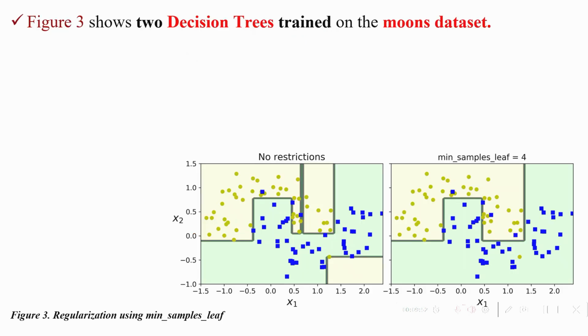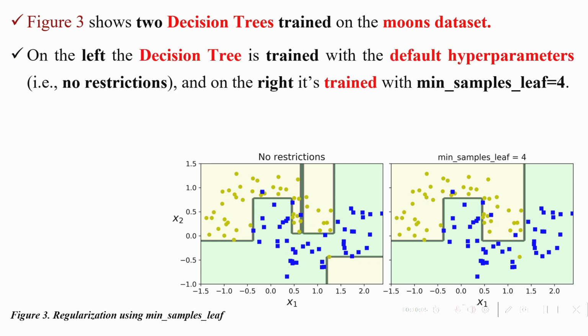Then the pruning continues until all the unnecessary nodes have been pruned. Here we see decision tree construction without restrictions and with some restrictions, trained on a data set called the moons data set. On the left side, the decision tree is trained with default hyperparameters, with no restrictions. On the right side, it is trained with min_samples_leaf equal to 4.